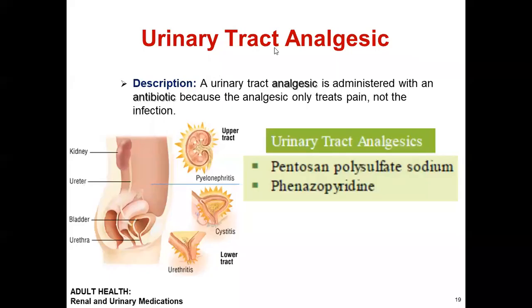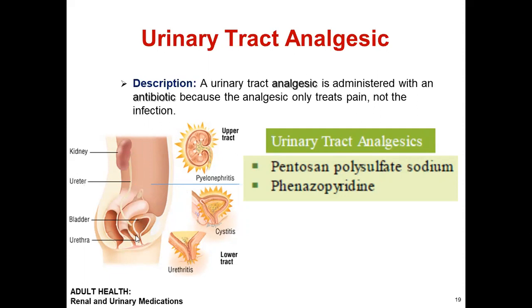So here we can see the urinary tract analgesic. If any pain occurs in the urinary tract, the pain medication we call an analgesic. The urinary tract analgesic is administered with an antibiotic because the analgesic only treats the pain, not the infection. For infection, we use antibiotics. For the pain, we use the analgesic. The most common analgesic we use in urinary disease is called pentosan polysulfate sodium or phenazopyridine. In this picture, you can see a lateral view: kidney, ureter, urinary bladder, urethra.